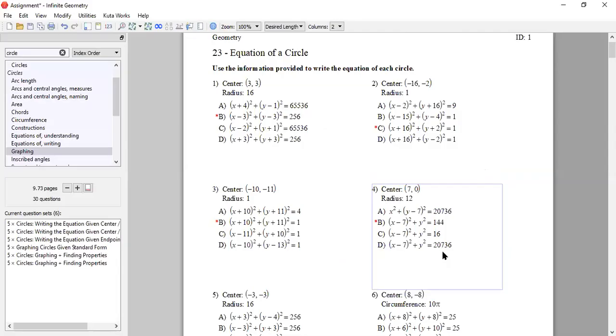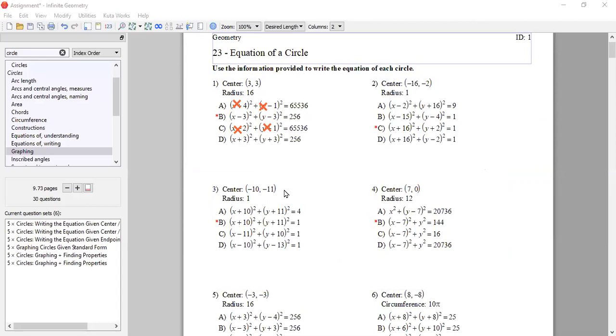Okay, so the first group says write the equation. Center's at 3, the radius is 16. Good idea on multiple choice to say, what is it not for sure? I'm going to mark some of these out, cross off a crazy answer. Well, the center's at 3, so it can't be that, it can't be that.